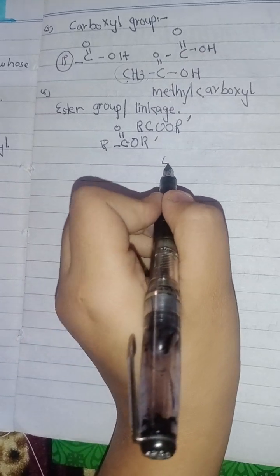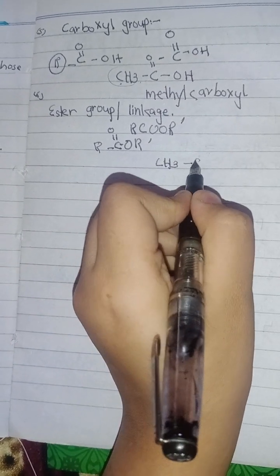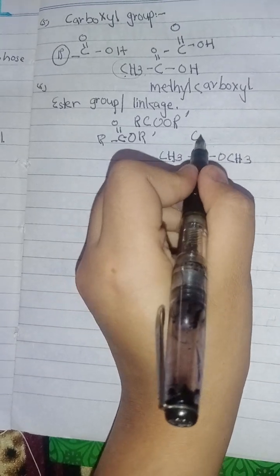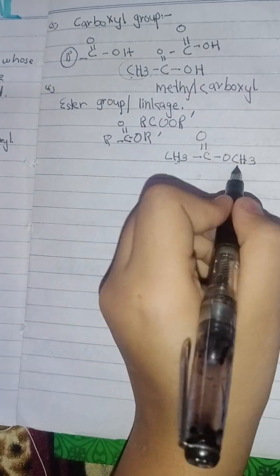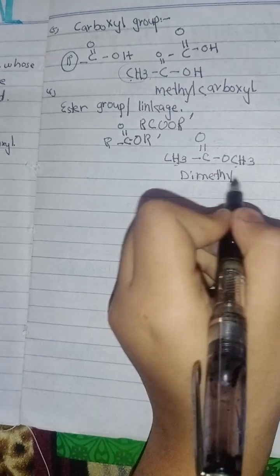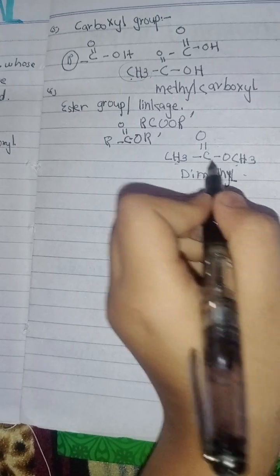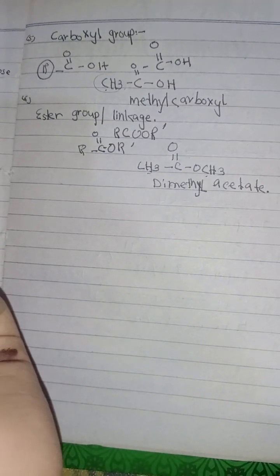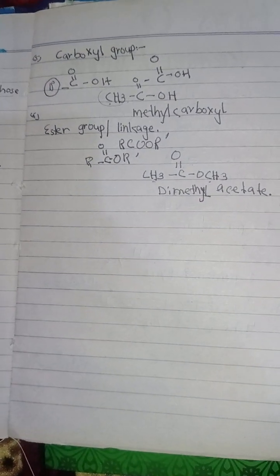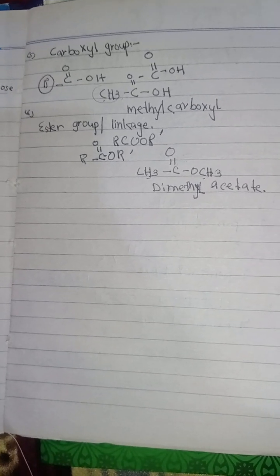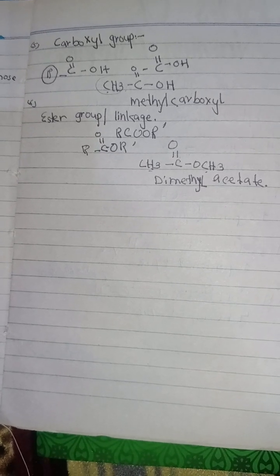So let's write here methyl, methyl. Okay, so here you can see dimethyl, and this is the ester group. So it is right. Okay, so these were the functional groups. Hope you got it. Just remember all these functional groups and their general formulas, so that it will be very easy for you. Bye bye.